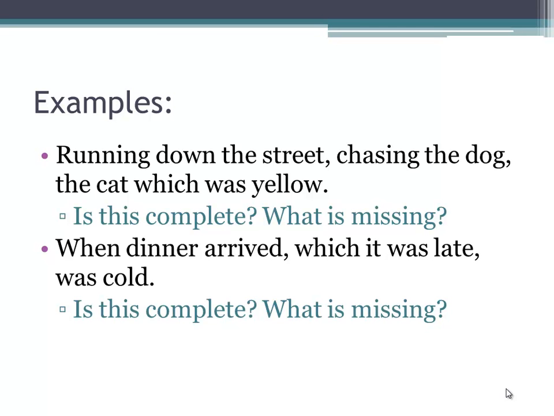If, of course, I put when dinner arrived, it was late, I could also put a comma, and then I could add more to the it was cold by saying and it was cold. Or I could say when dinner arrived, it was late and was cold. So I could change it by removing the comma, removing the word which. There are many different ways you can change it to make sure it's full and complete. But the biggest thing to remember is that which doesn't start a full, complete sentence. So just thinking of your subordinated conjunctions.